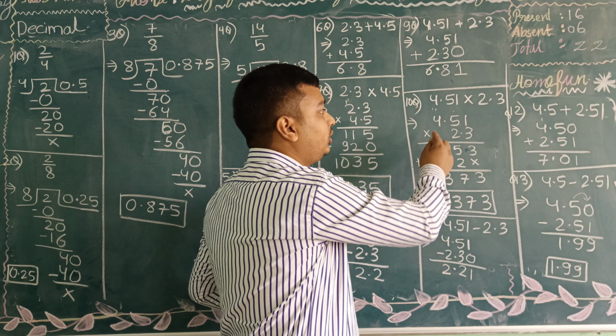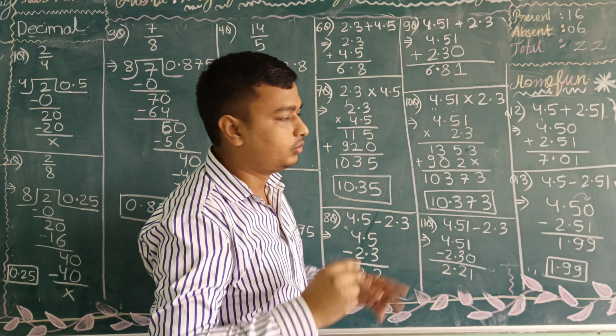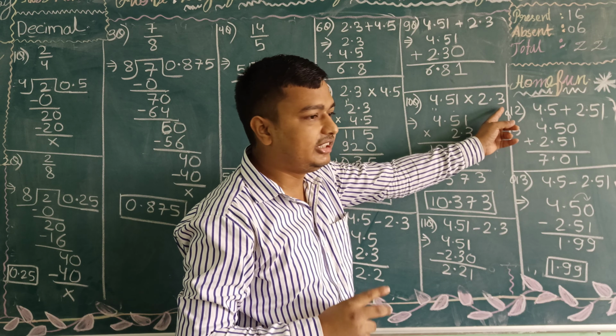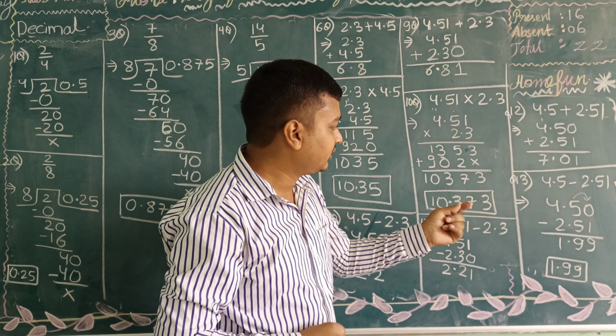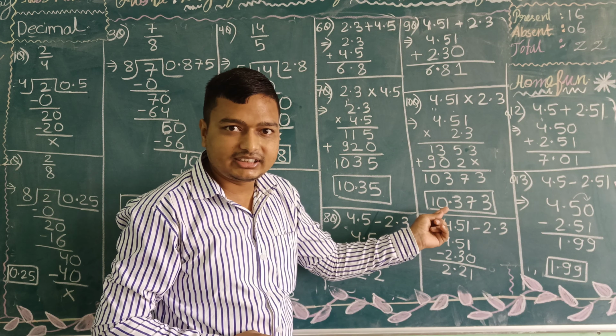Now, what is the rule I told you? After decimal, how many digits are there? 2. After decimal, how many digits are there? 1. So, total how many are there? 2 plus 1, 3 digits. So, before 3 digits number, I have inserted the decimal.